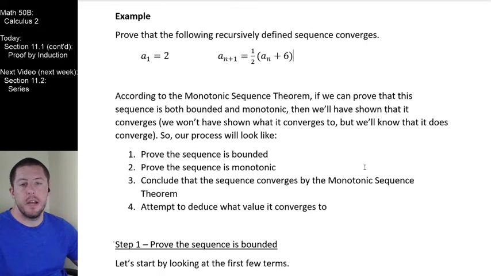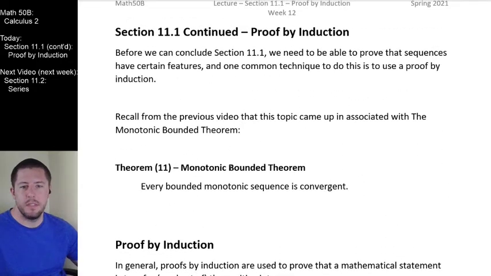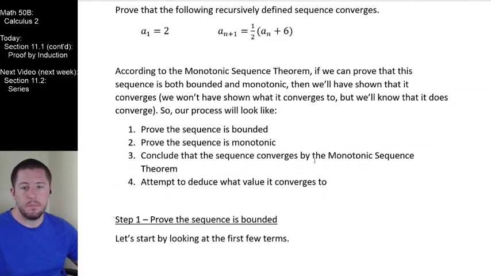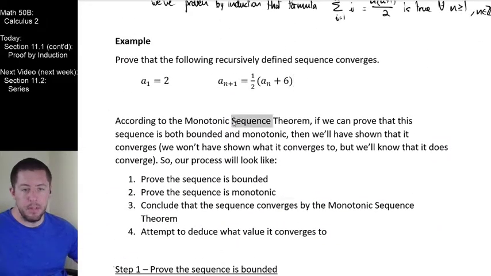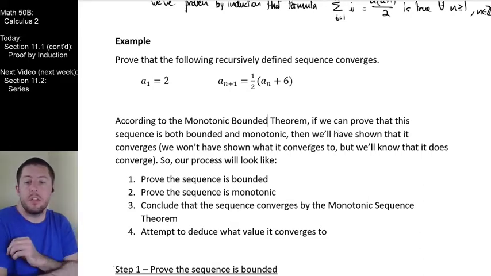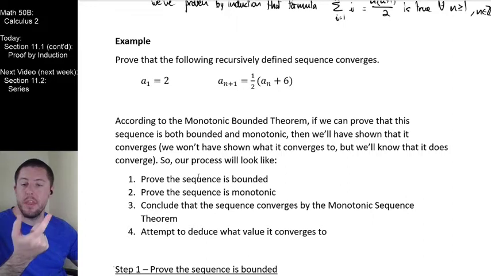So according to the monotonic sequence theorem, right? Is that what it's called? I always think of it as the monotonic bounded sequence. It is called the monotonic bounded theorem. Yeah. So, according to the monotonic bounded theorem, if we can prove that this sequence is both bounded and monotonic, then we'll have shown that it converges by the theorem. Note that the theorem doesn't tell us at all what it converges to, just that it does converge as opposed to diverging. In this case, our process is going to look like we need to prove it's bounded, we need to prove it's monotonic. Knowing those two things allows us to conclude by the theorem that it does converge.